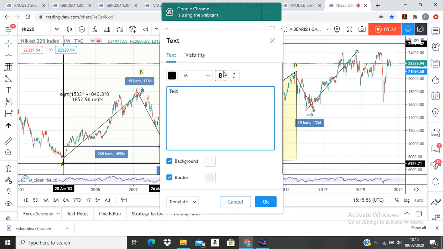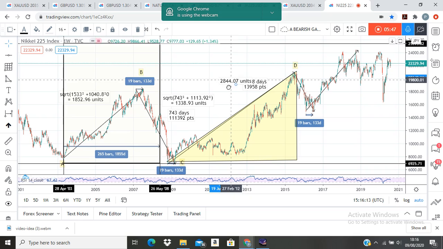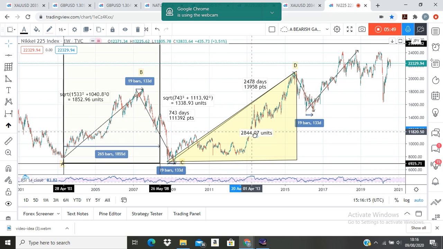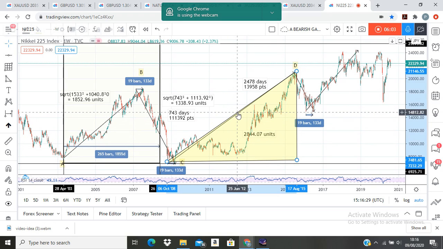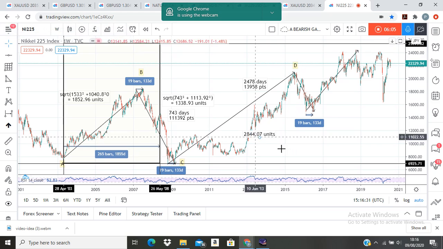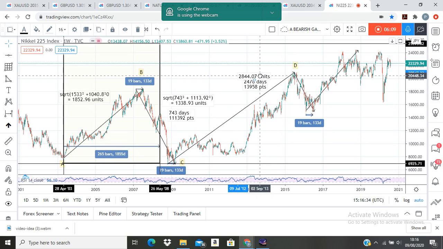That will give us a value here of 2844.07 units. We've already calculated it. So our vector value for this swing is 2844.07.